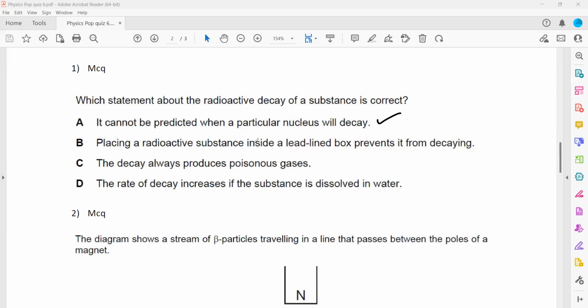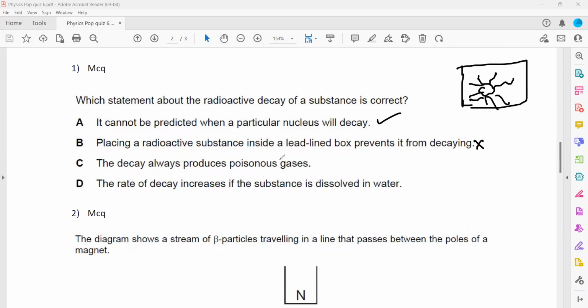Placing a radioactive substance inside a lead lined box prevents it from decaying. It will not. The substance will decay, but the lead will block the radiation. If we keep a radioactive material in a lead lined box, the substance will decay and emit radiation, but the radiation is not able to escape as the lead will stop all the radiation from the source. But it will not stop it from decaying.